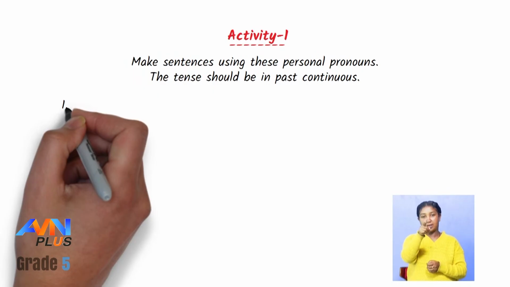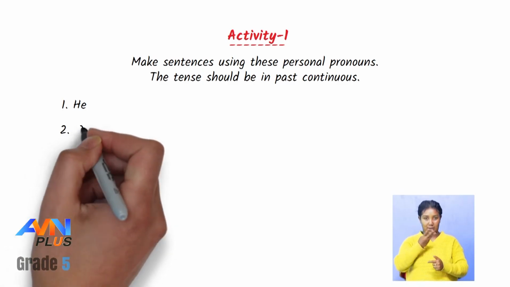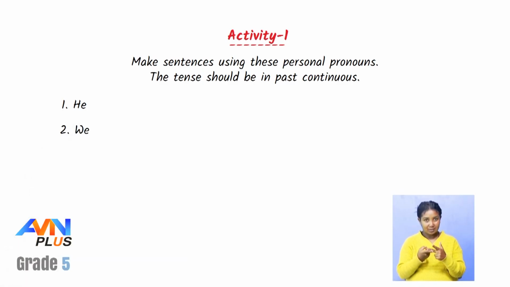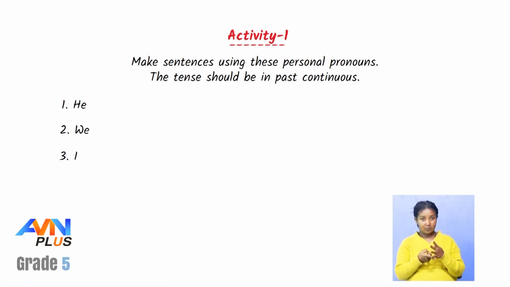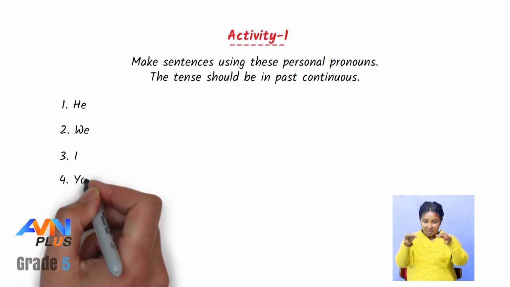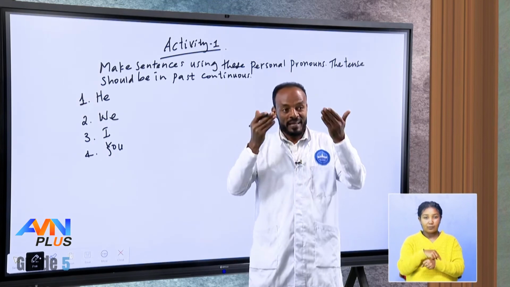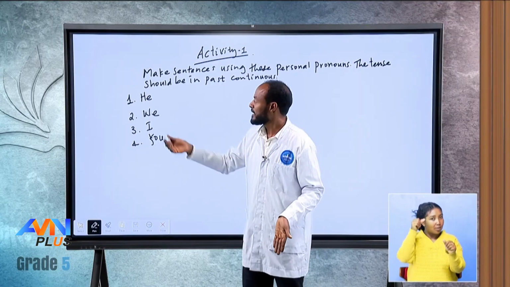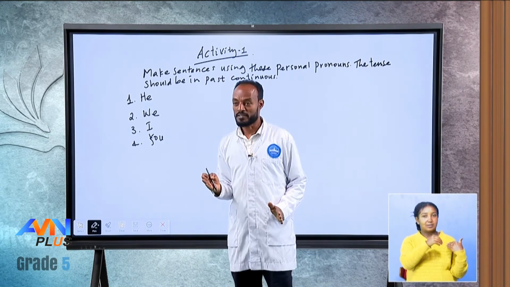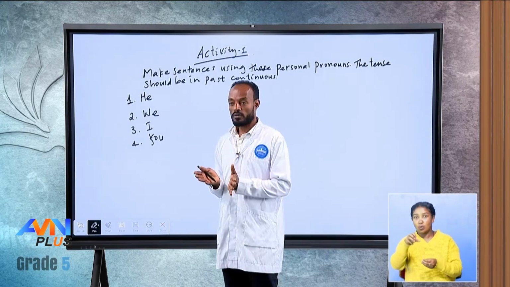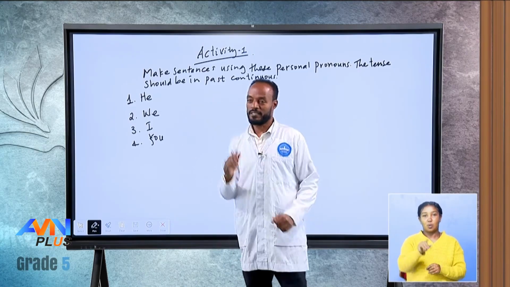Number 1, he. Number 2, we. Number 3, I. Number 4, you. Students, to make the sentence, we have to remember the form that we've talked about earlier. Okay? Students, parents, please let the students work and encourage their attempt. Okay, do it. You have only 1 minute.